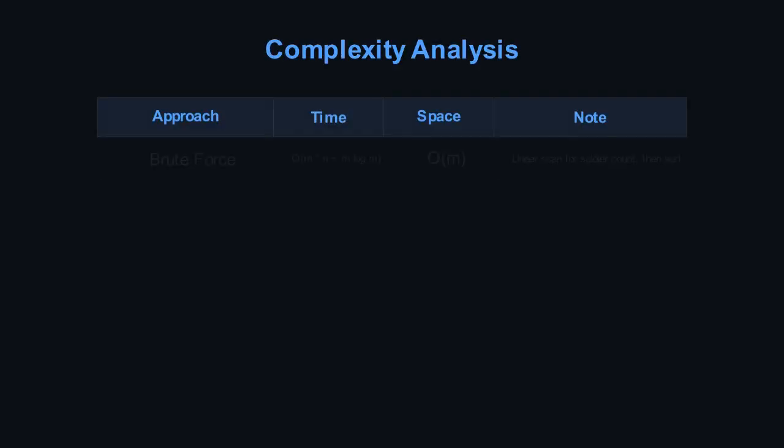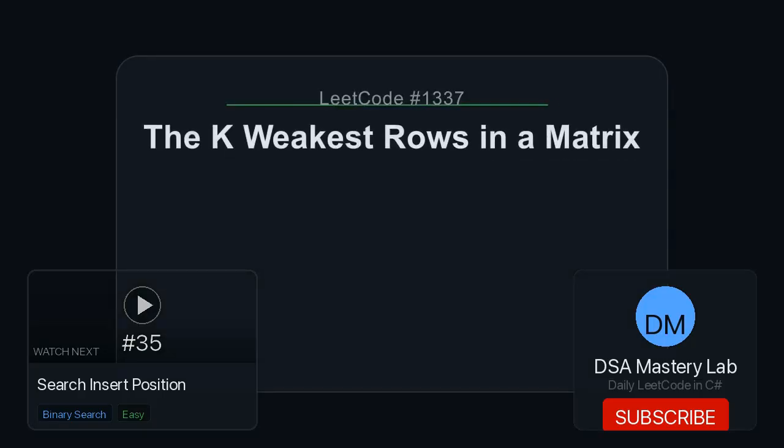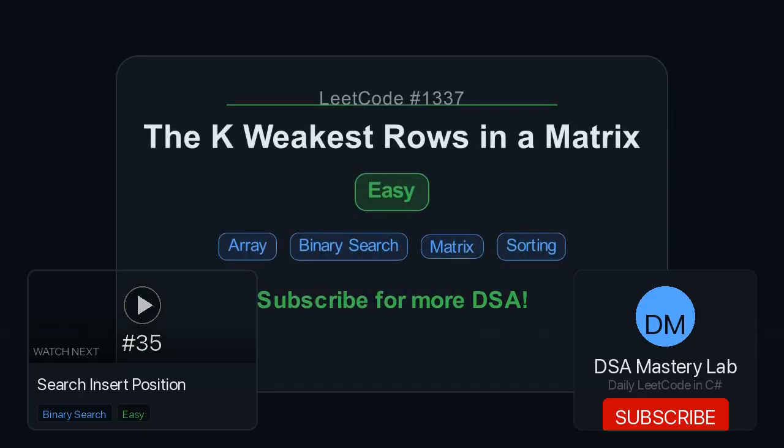The time complexity is O(m) log n for counting soldiers using binary search across m rows, plus O(m) log m for sorting the m rows. Space complexity is O(m) to store the row counts and indices. Mastering binary search in sorted structures is a game changer. Try the next problem to reinforce this pattern.